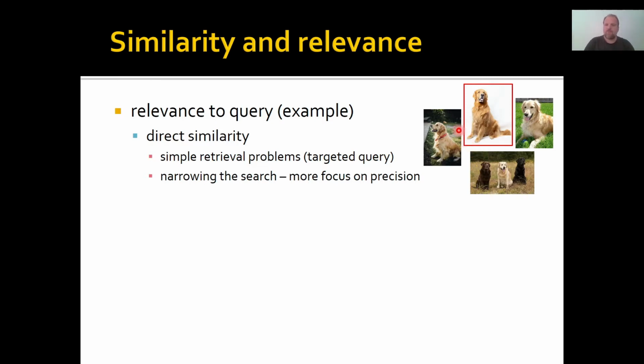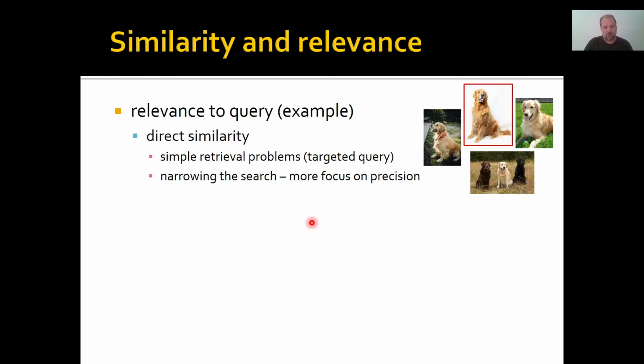And we are mostly using this kind of search for rather simple retrieval problems because we target the intent of our search with the query, and we are mostly interested in narrow search and we focus on precision. So the more precise the result with respect to the similarity of the object, the better.